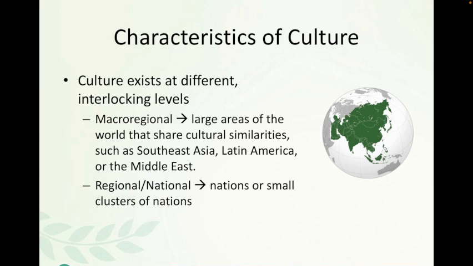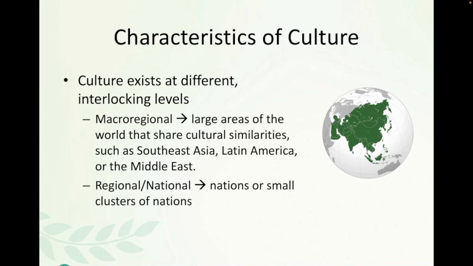Macro regional is culture in large areas of the world that share cultural similarities, like Southeast Asia, Latin America, or the Middle East. The word macro means big, so it consists of the cultures within large areas, like in this example, Southeast Asia, Latin America, and the Middle East. In Asia, we have Southeast Asia, and then other parts of Asia, right? So in simple terms, it consists of large areas wherein they have similar cultures.